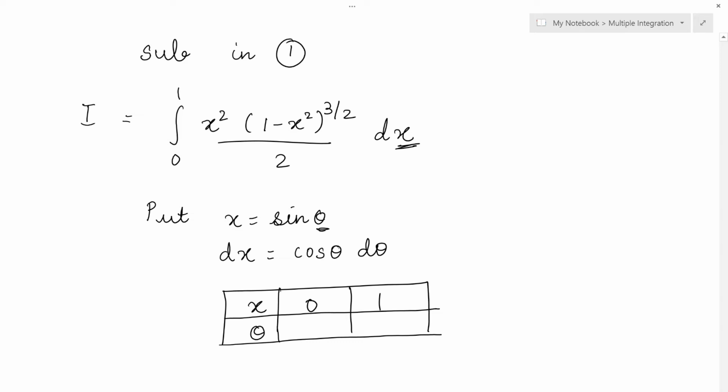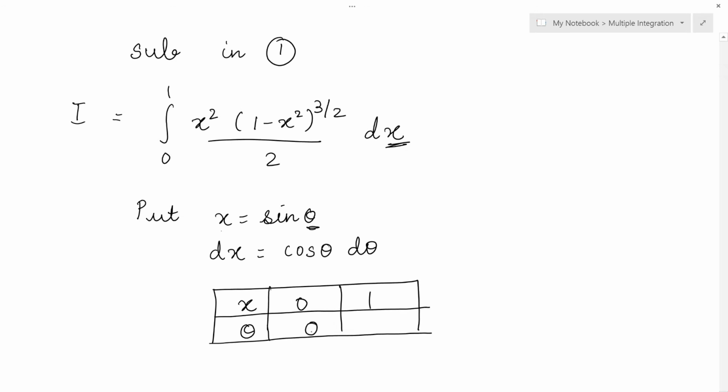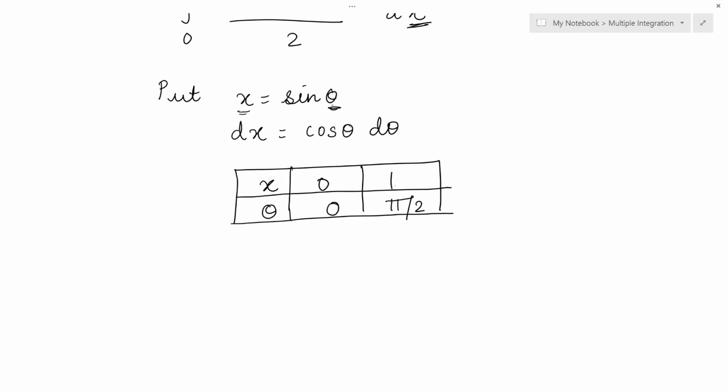For example, if I substitute x equal to 0 over here, sine inverse of 0 will give you the answer for theta. That is 0, correct. Then x equal to 1. If I substitute x equal to 1 over here, sine inverse of 1 will give me the new answer for theta, that is pi by 2. So old limits in terms of x were 0 to 1. New limits in terms of theta are 0 to pi by 2.